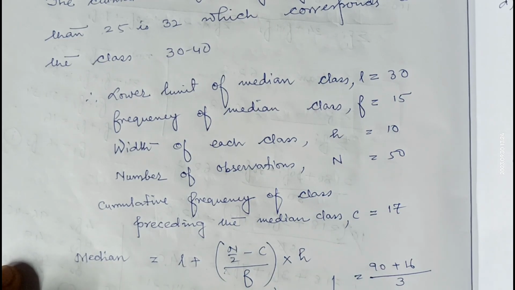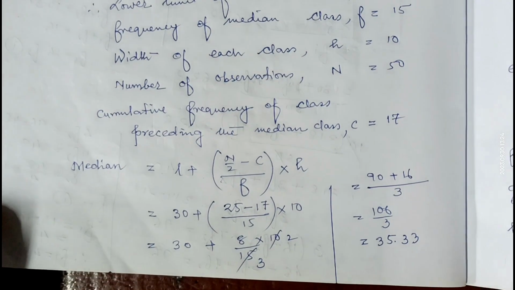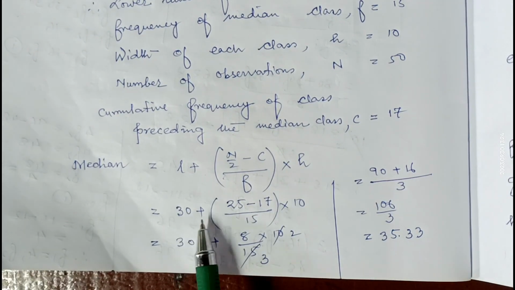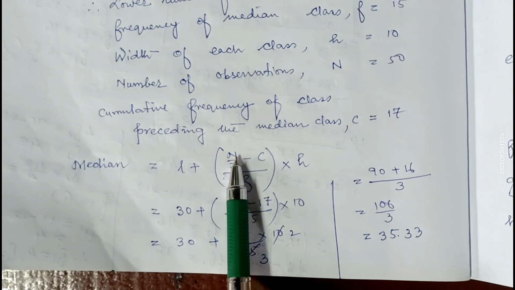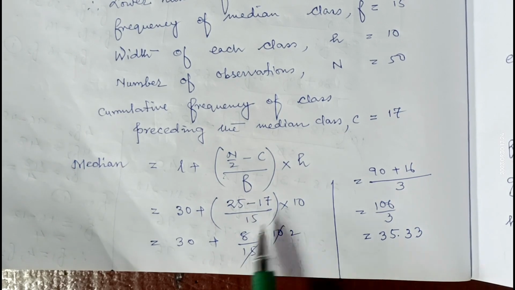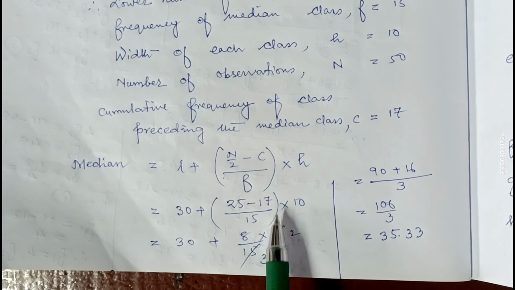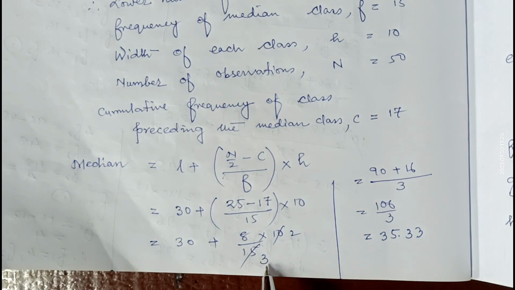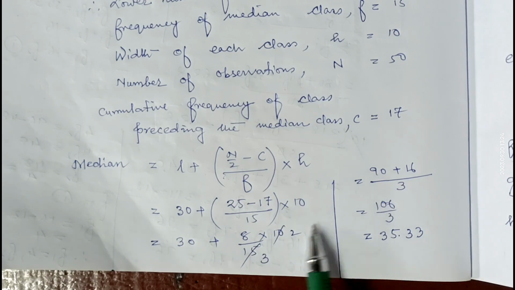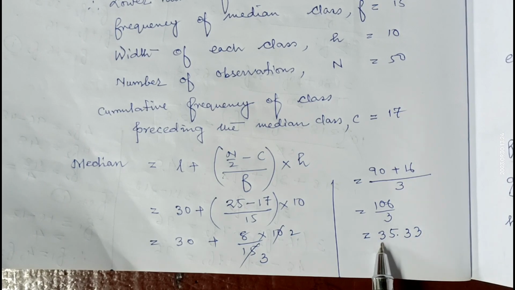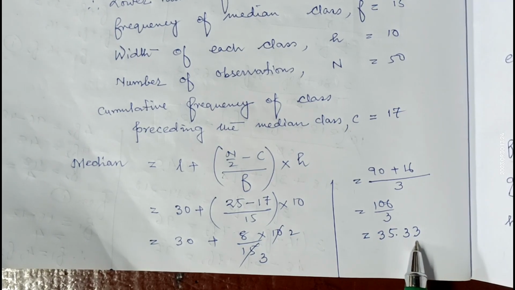class is 17. Now we have to use the median formula which is L plus n by 2 minus c by f into h. L is 30 plus n by 2, n is 50, 50 by 2 is 25, minus 17, by 15 into 10. 30 plus 25 minus 17 is 8 by 15 into 10. Now if I take the LCM, LCM will be 3. 3 into 30 is 90 plus 16. After adding it will give 106 by 3. So 35.33 is the required median.